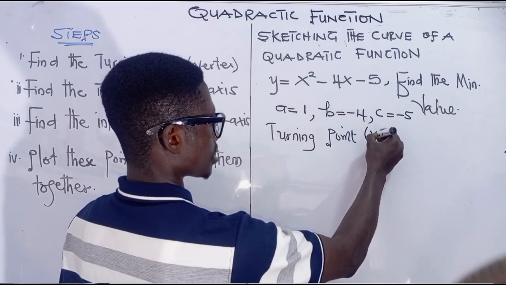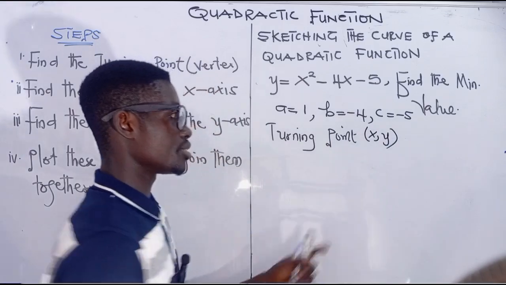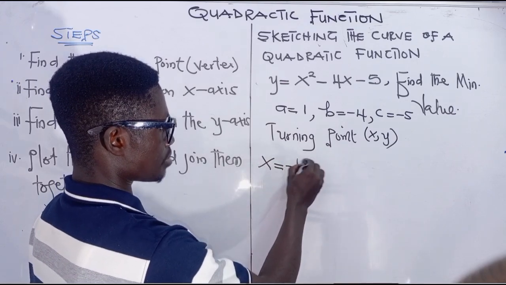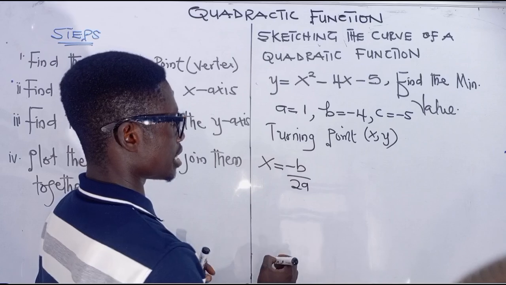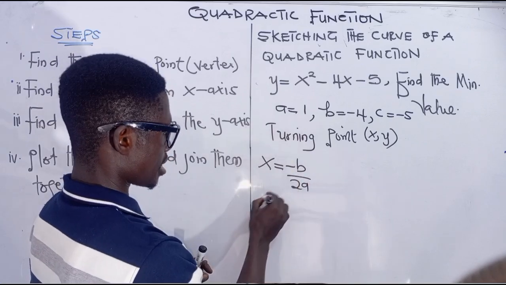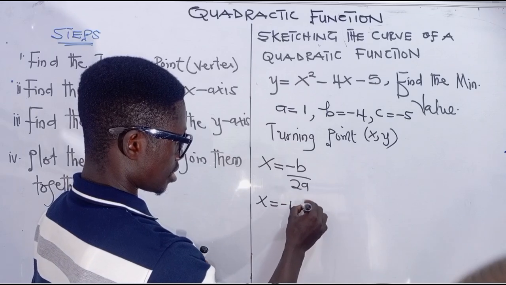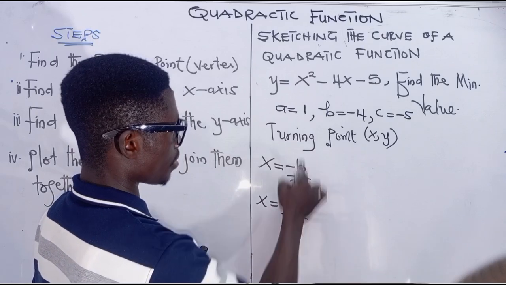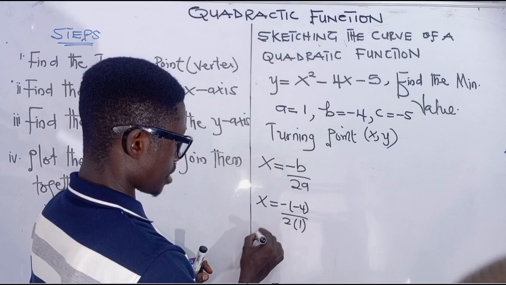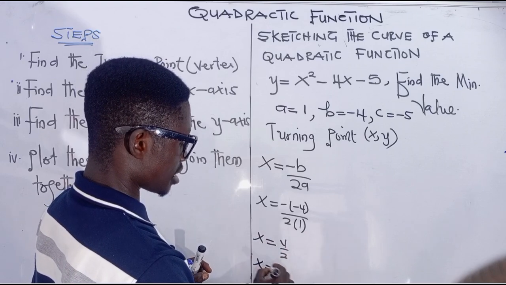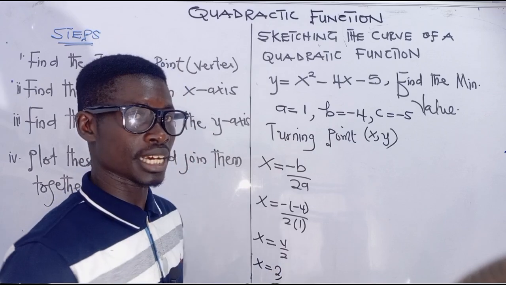So to find the turning point, that is the vertex, we are going to have the x coordinate and then the y coordinate. To find the x coordinate, we are going to use x is equal to -b all over 2a. So from here, our b is equal to what? -4 all over 2. Our a is 1. So we have our x coordinate to be what? 4 over 2, which is the same as what? 2. That is the x coordinate.